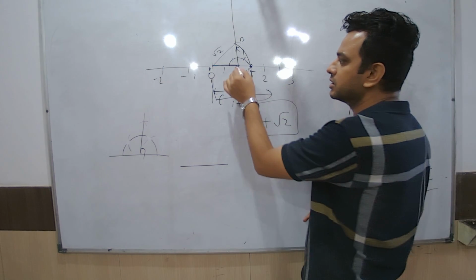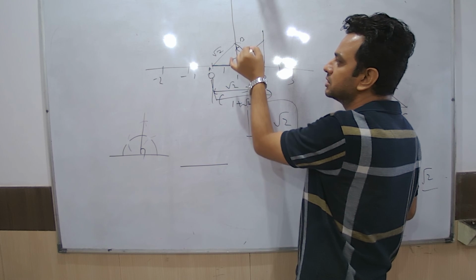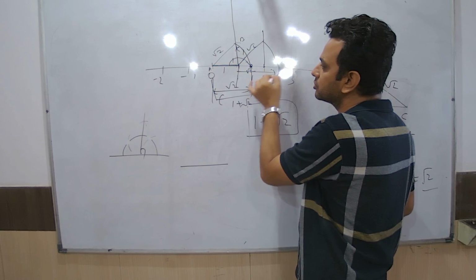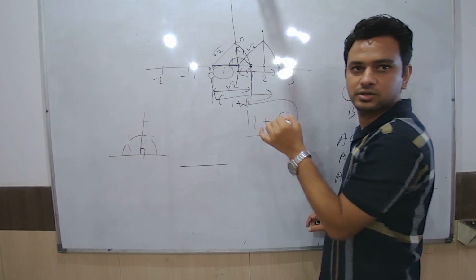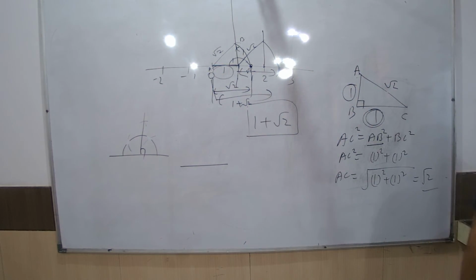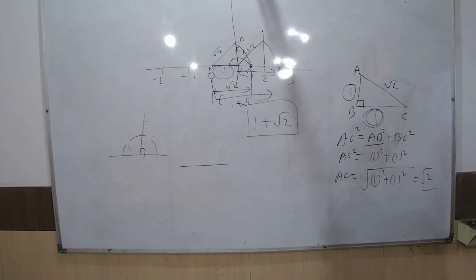Okay, clear? Now what do we have to do from here? We'll drop a perpendicular and join this. So this will be root 2. So this arc length will be root 2 and 1 is already there. So the complete length will be 1 plus root 2. Got it? Clear? Okay? So try this one too, and try this one too. Got it? Let's go.